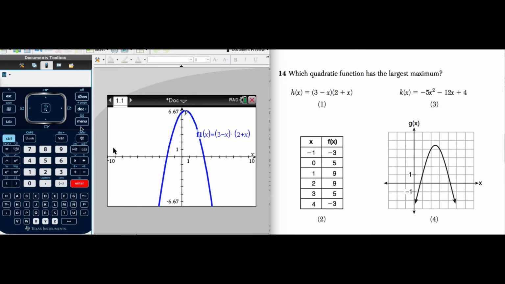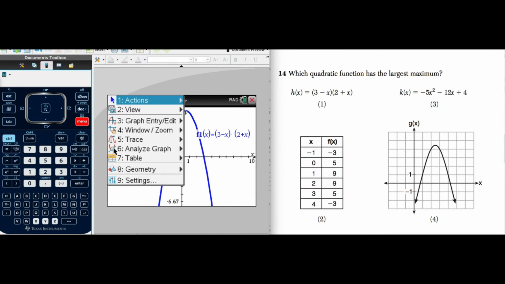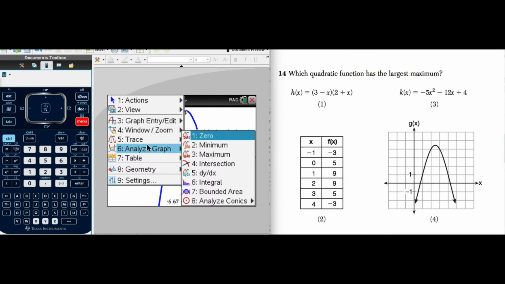This is not hard. We're going to hit the menu once again. We're going to go to Analyze Graph. I want to go through some of the options here that are commonly used. You can find the zeros, minimums, maximums, intersections of two separate graphs, and 5 is going to be the rate of change, dy over dx. A lot of handy tools here. But let's go to max.